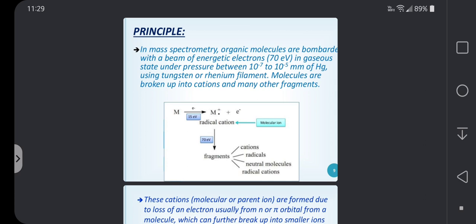After formation of this radical cation, it undergoes fragmentation to form cations, radicals, neutral molecules and so on. Among the formed species, only cations are detected in the analyzer of the mass spectrometer.